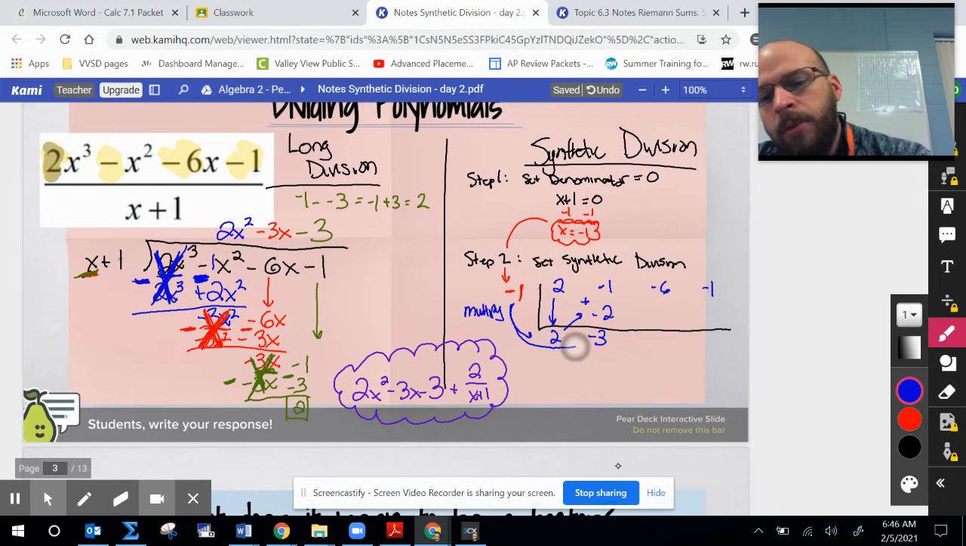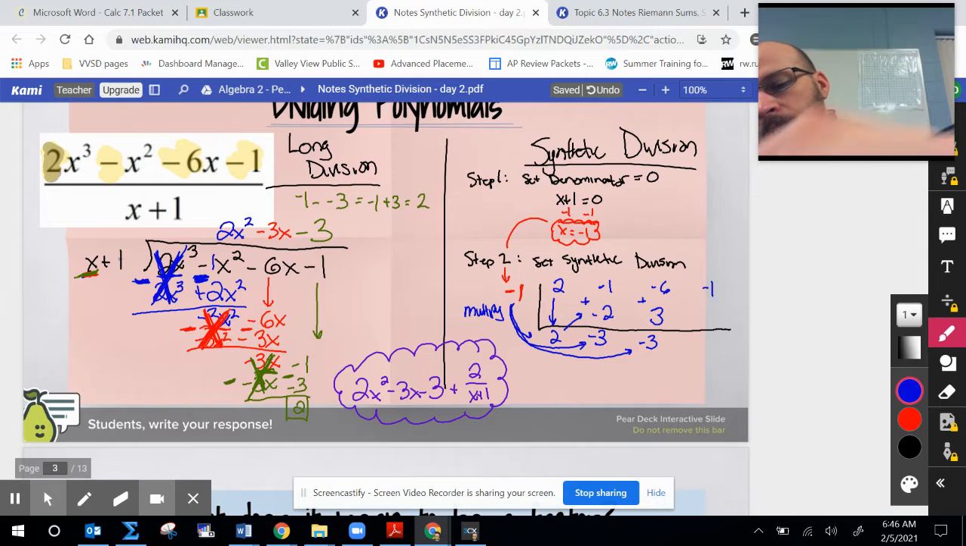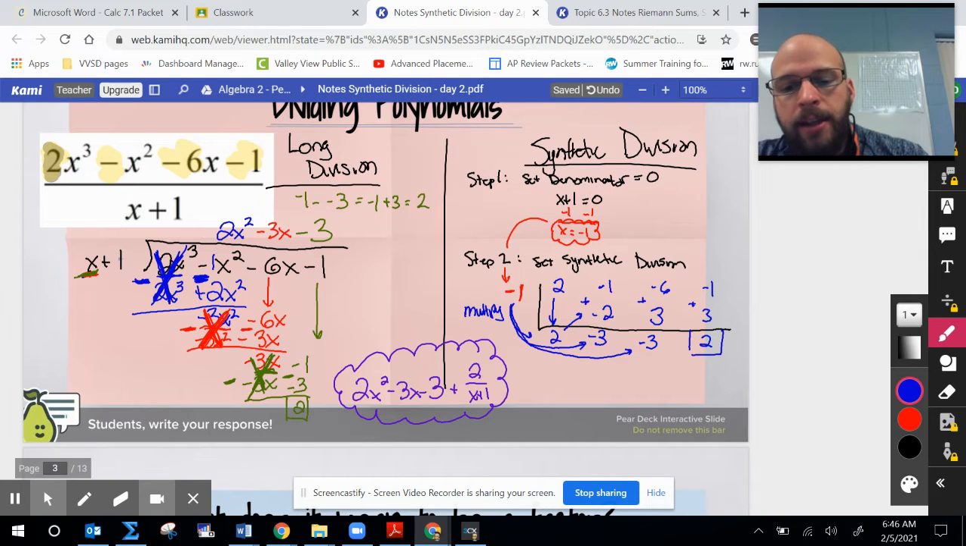And ladies and gentlemen, I'm going to do that again. So negative 1 times negative 3 is 3. And then I add straight down. Negative 6 plus 3 is a negative 3. And then, ladies and gentlemen, one more time. Negative 1 times negative 3 is a positive 3. Add straight down. And I put a box around this last number because that last number is my remainder.